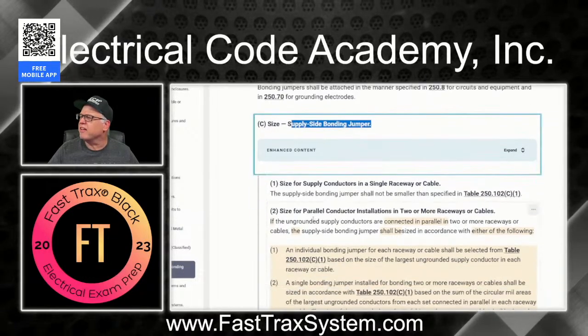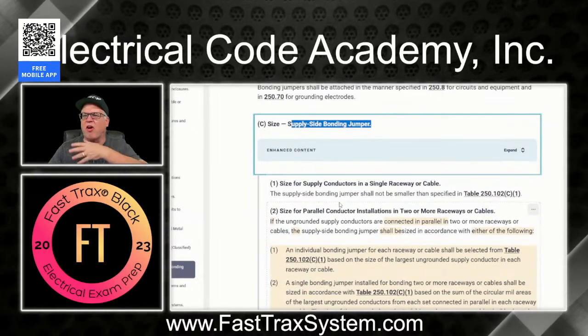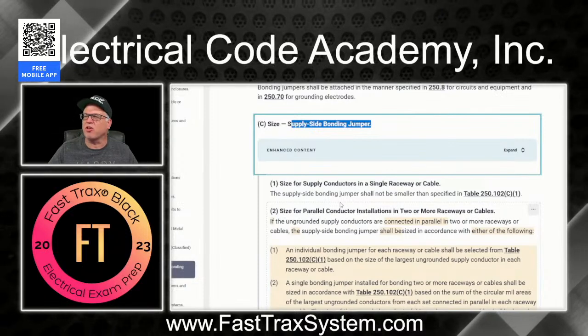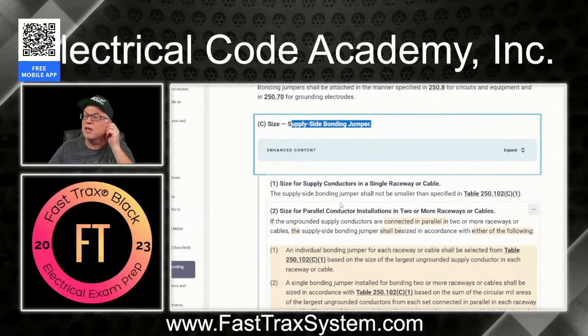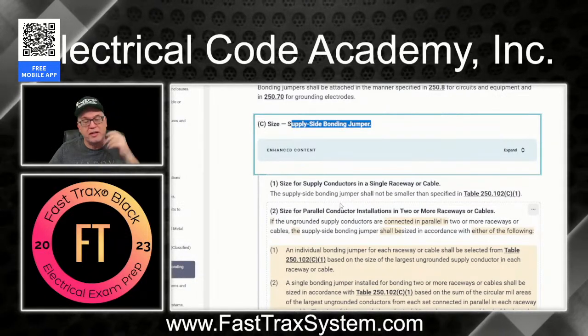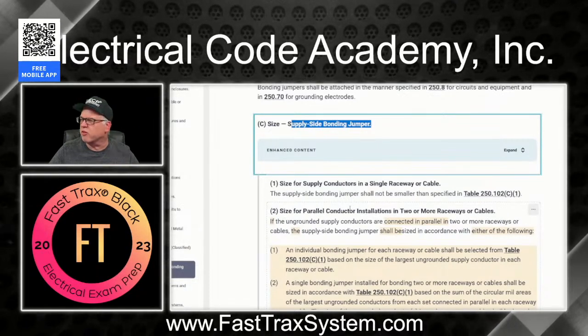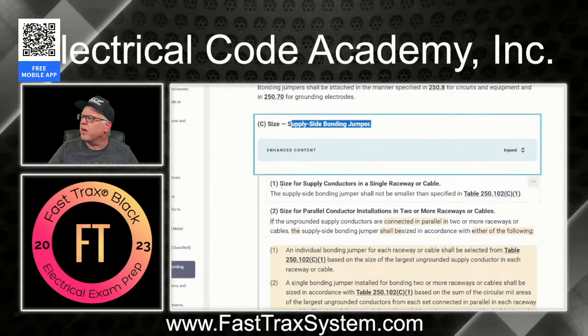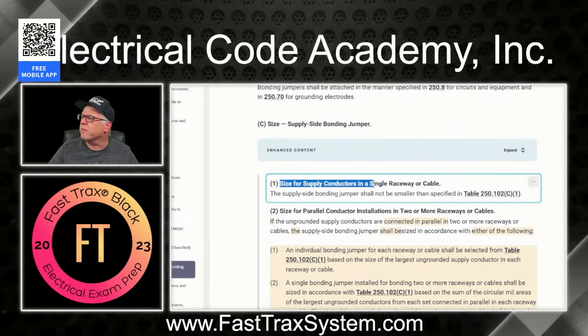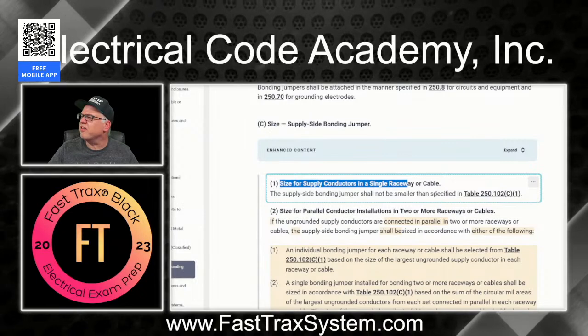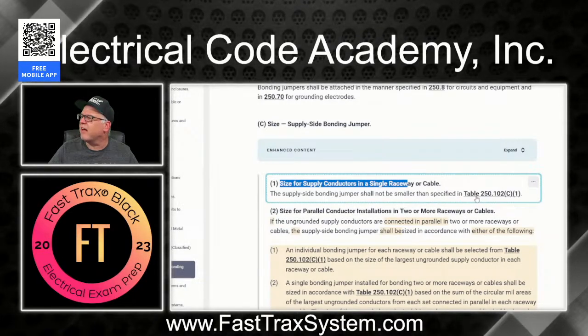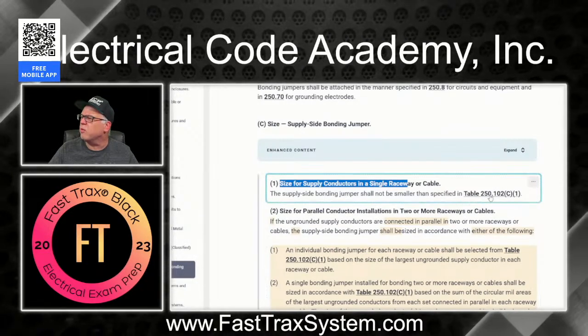Now, if you notice down here, and we only had one raceway, that's all it seemed to talk about. It says a service with a 500 kcmil conductor. Always assume copper unless stated otherwise. 400 amp service, and it's talking about sizing a supply side bonding jumper. That was our question. Well, here we go. It's size supply side bonding jumper for a single raceway or cable. It just says, shall not be smaller than in Table 250.102(C)(1), right there.